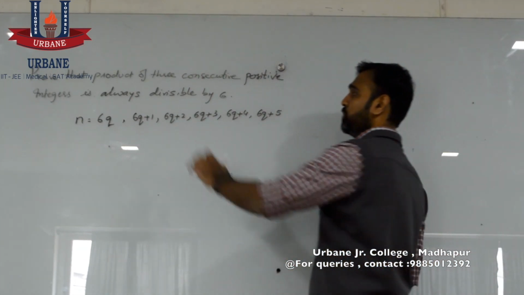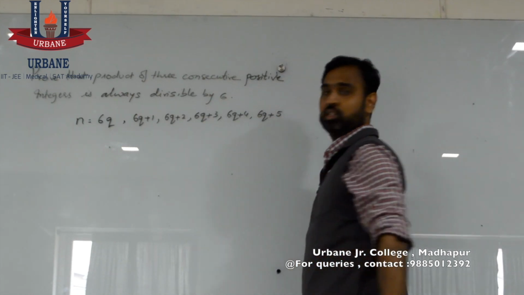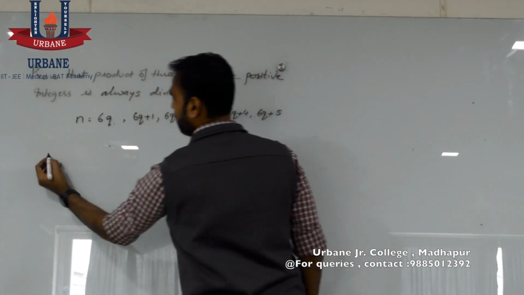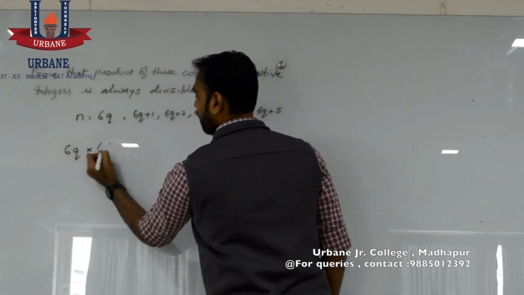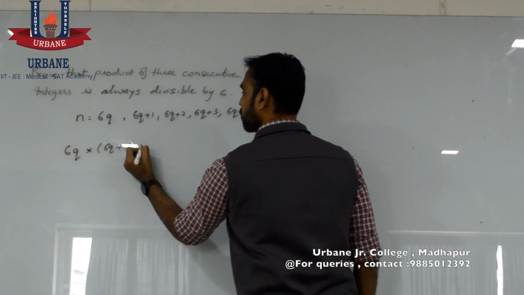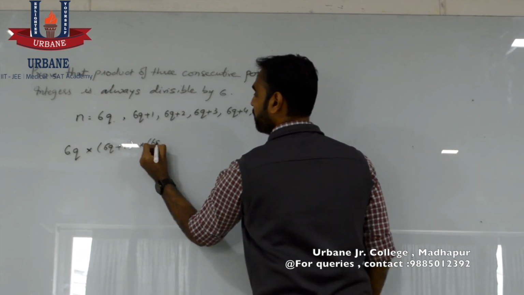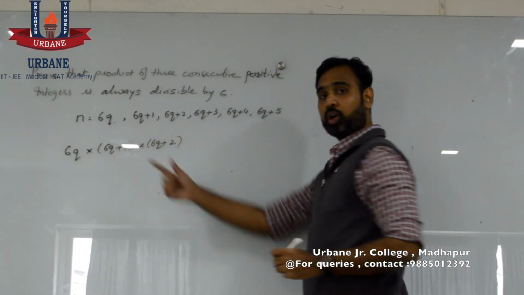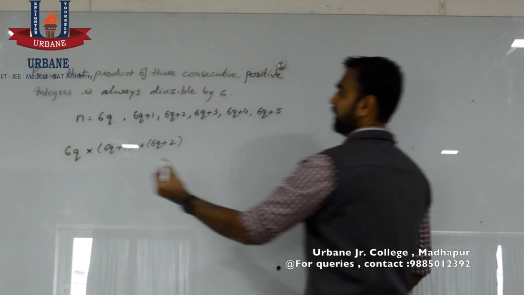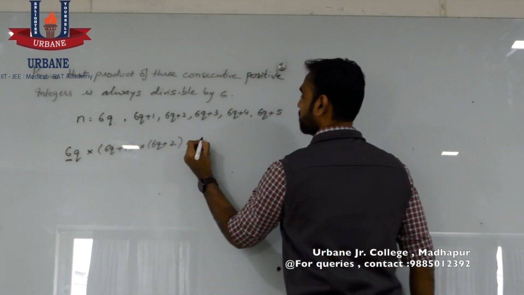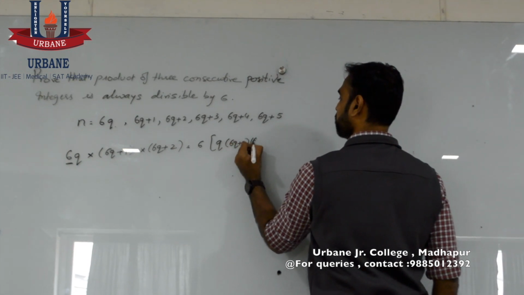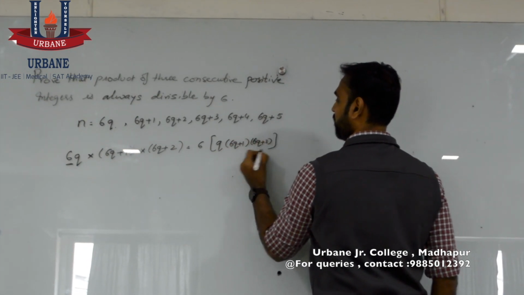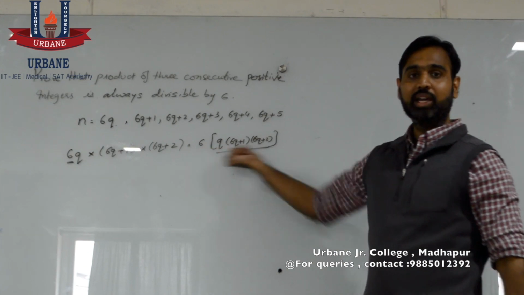Now let's look at the statement: product of three consecutive integers. Let's start from 6q as a number. Let's consider 6q as one number. The next consecutive integer is 6q plus 1 and the next is 6q plus 2. So the product of these three is obviously divisible by 6, because 6 can be written common and q into 6q plus 1 into 6q plus 2 is an integer part, which is divisible by 6.